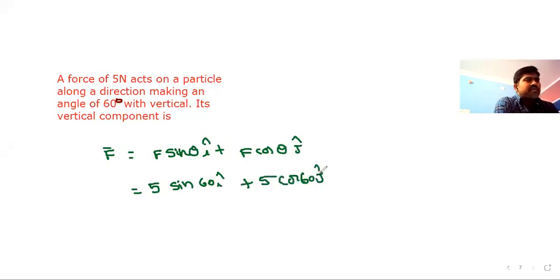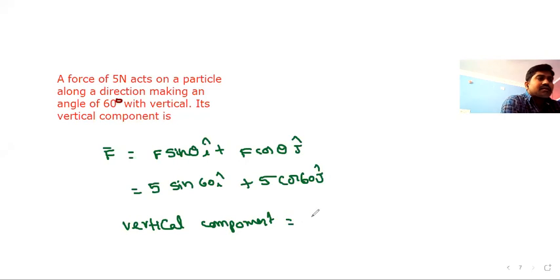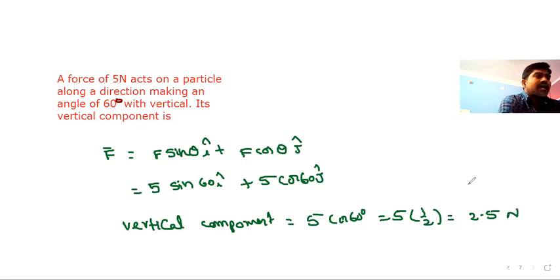But the question is very much simple. They are asking us to calculate only the vertical component, not both the components. So the vertical component is 5 cos 60 only, no? What is cos 60? That is equal to half only. So 5 into half will be 2.5. Since it is the force, the unit is Newton. So finally the answer will be 2.5 Newtons.